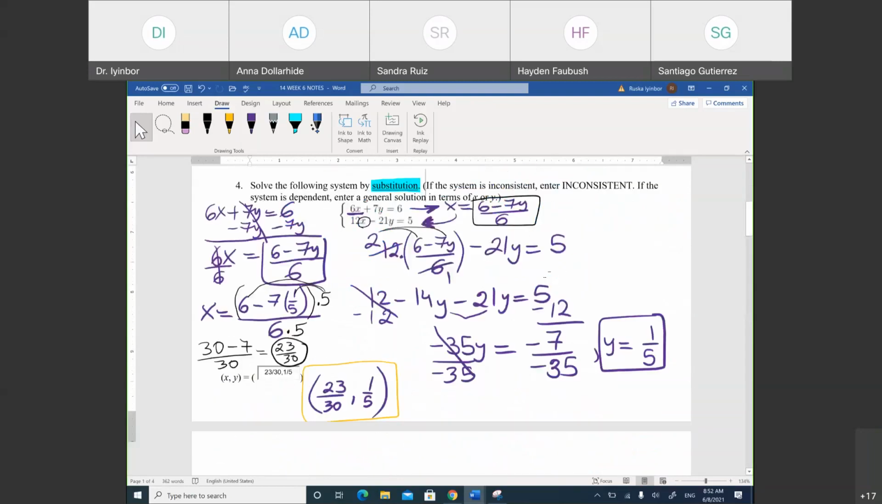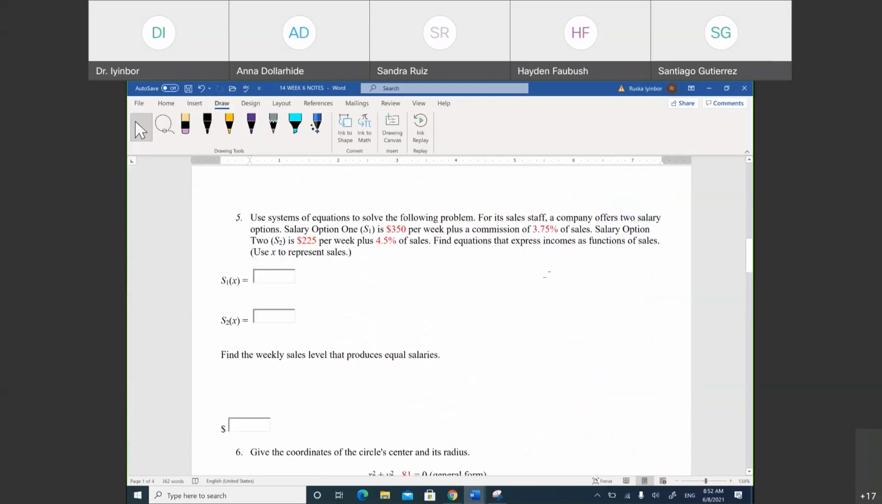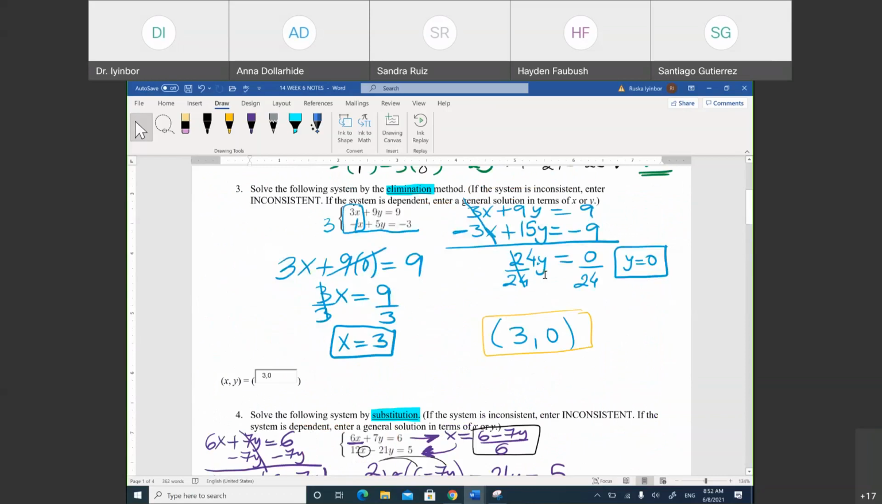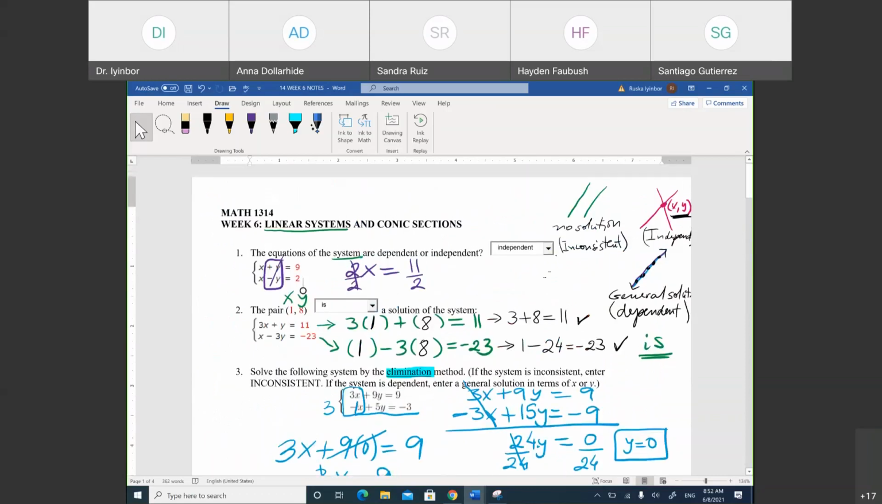I guess my only question on number 1: if the X and the Y cancel out, we're just adding down, 2X and then 11 equals 11, and then we just solve.